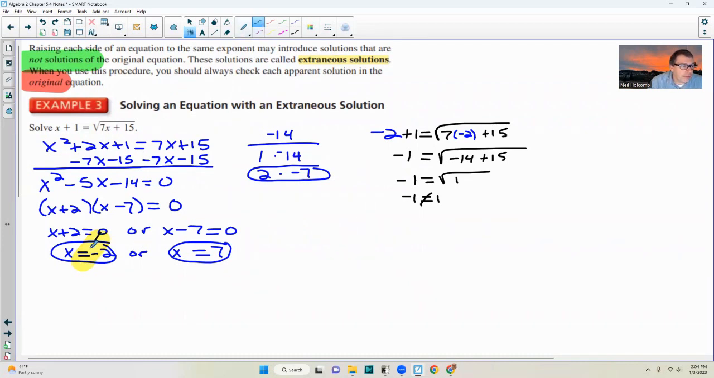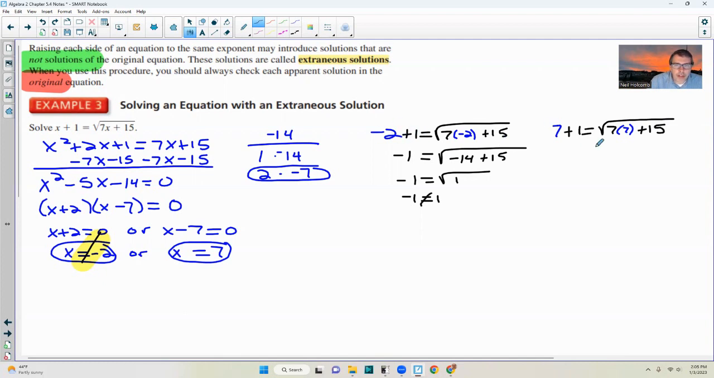My computer just whacked out. Anyway, x equals negative 2 is the extraneous solution. Now I need to check the other one. So it's x plus 1 equals the square root of 7 times x plus 15.